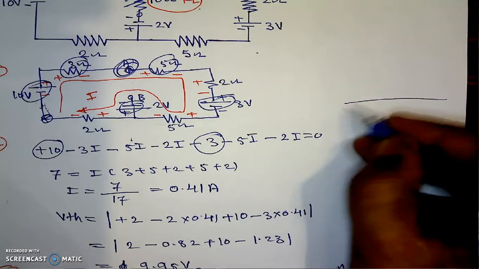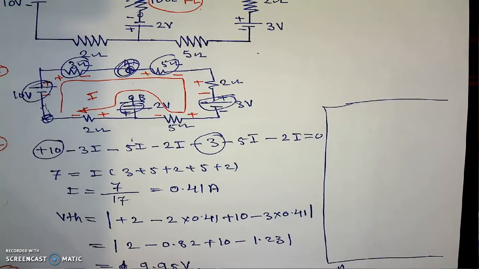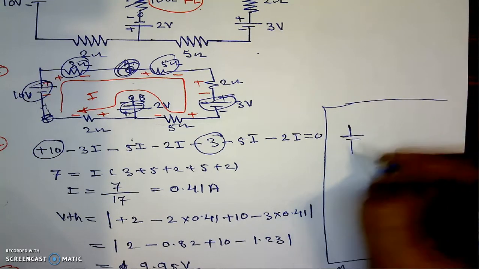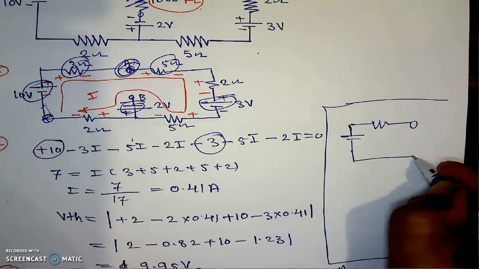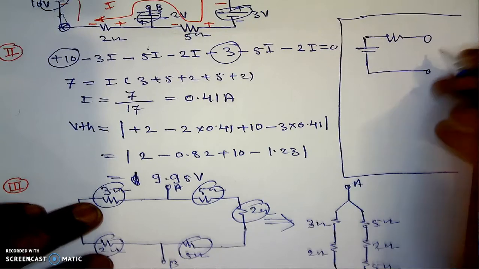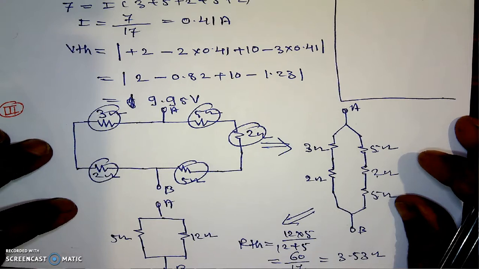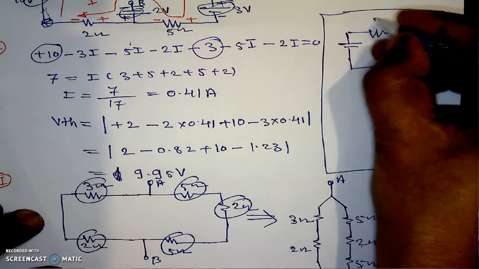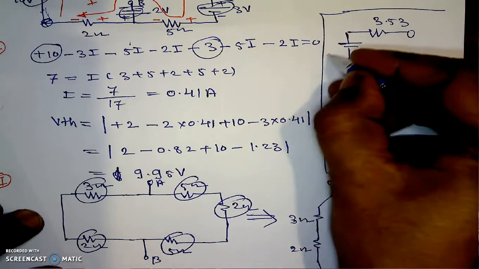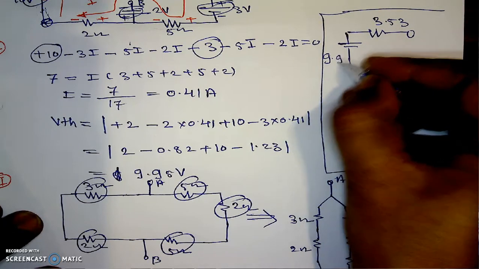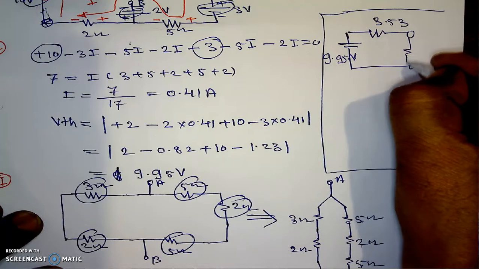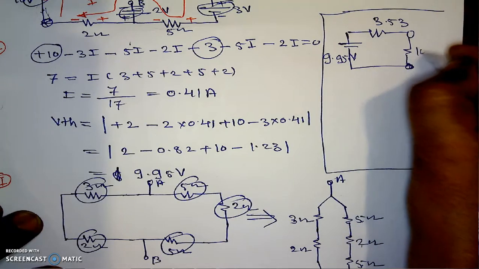And if we know the value of the VTH and RTH, then I will use this portion. Then the complicated network is replaced by the Thevenin's equivalent network, which is something like this. RTH we have calculated, which is here 3.53. This is 3.53, and VTH is 9.95 volt. Then reconnect the load which is removed in the first step itself, 10 ohm.